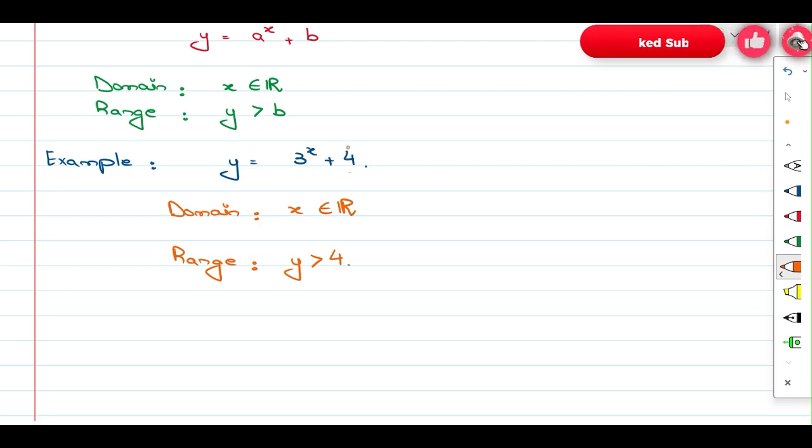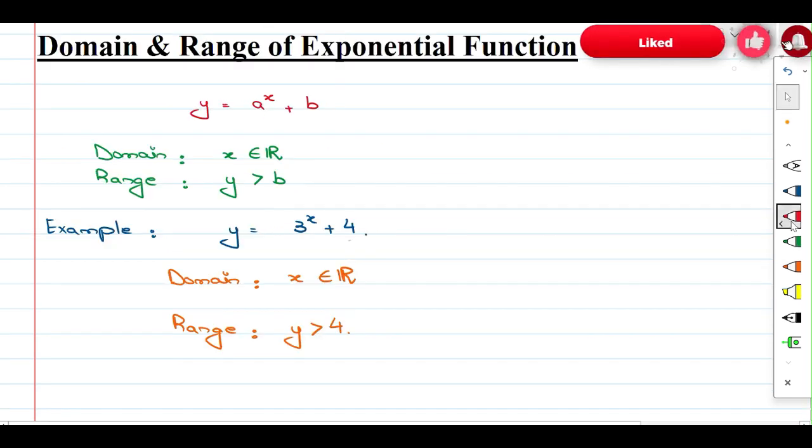If that value is 0, then we can say y is greater than 0. If this is some non-zero value, then you have to mention that non-zero value over here. Let me show you this with the help of a graph. Let me draw the coordinate system.